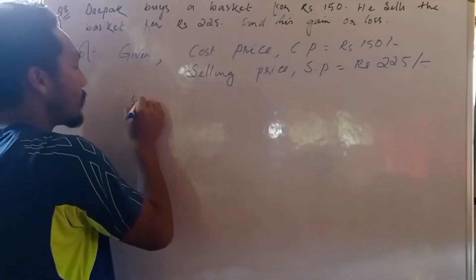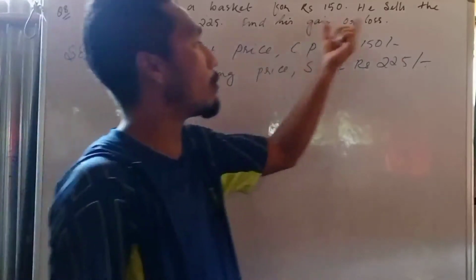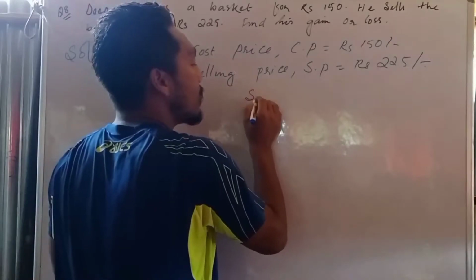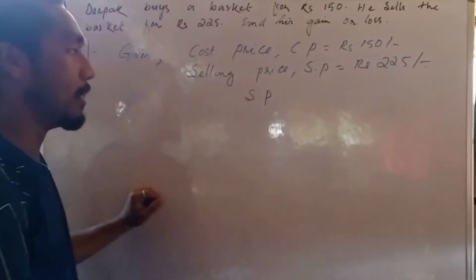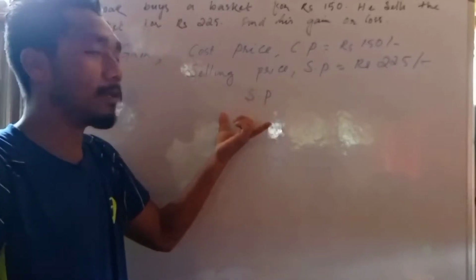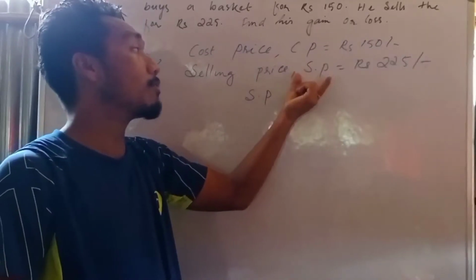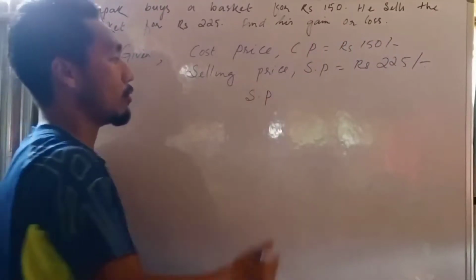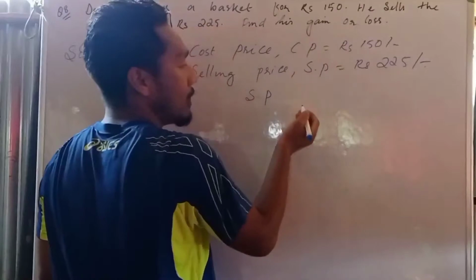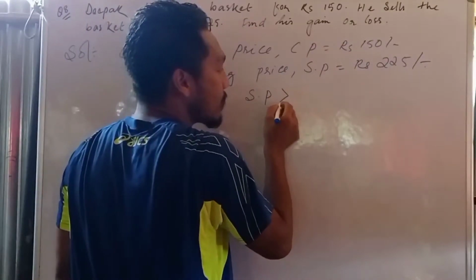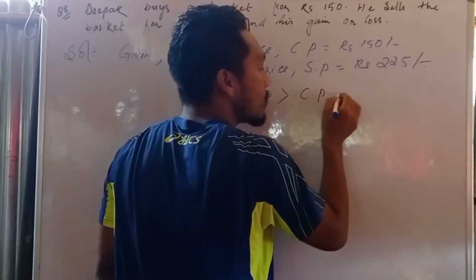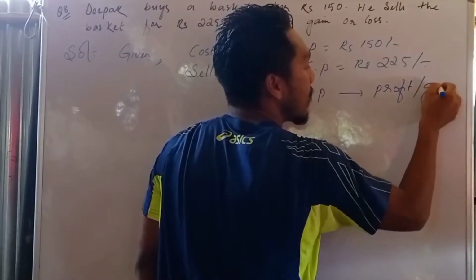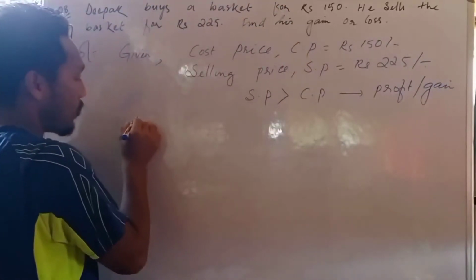Now we know that in order to find whether it is gain or loss, we have to see whether SP is greater than CP or CP is greater than SP. If selling price is greater than cost price, if SP is greater than CP, then it is gain. If CP is greater than SP, then it is loss. So here you see 225 is greater than 150, that means selling price is greater than cost price, so it will surely be a profit, or we can also say it will be a gain. Got it?